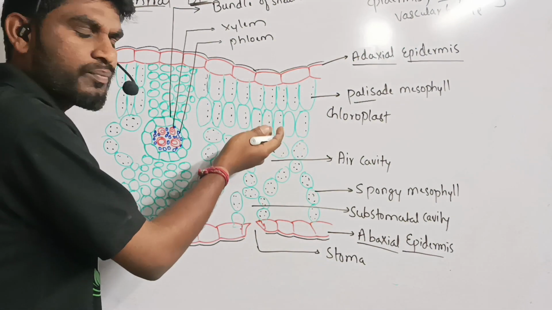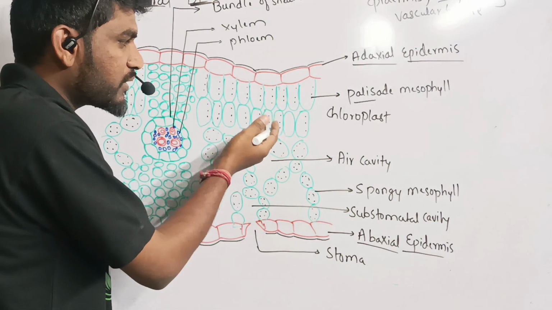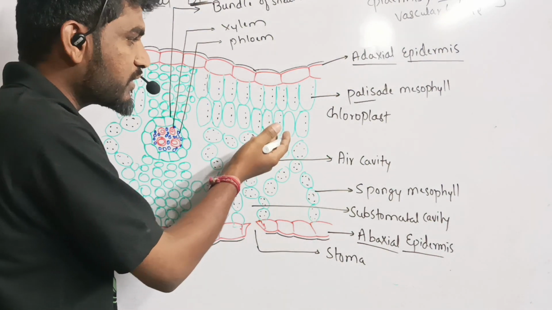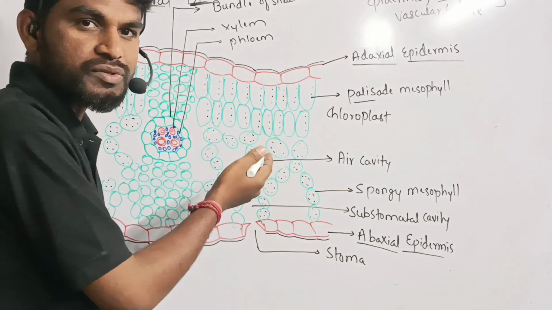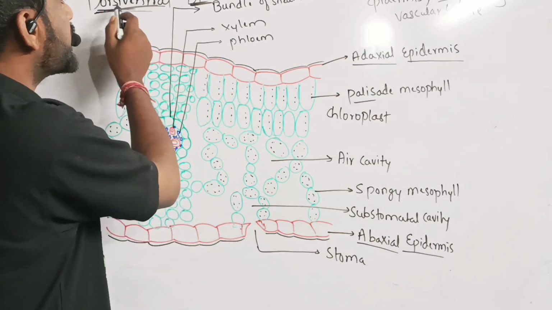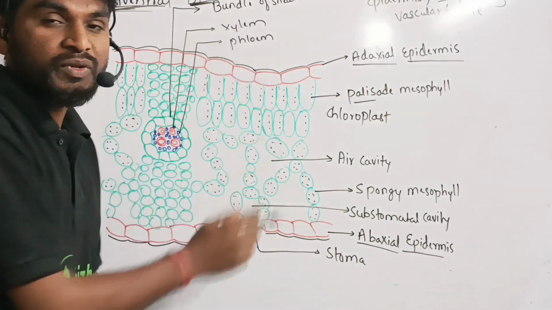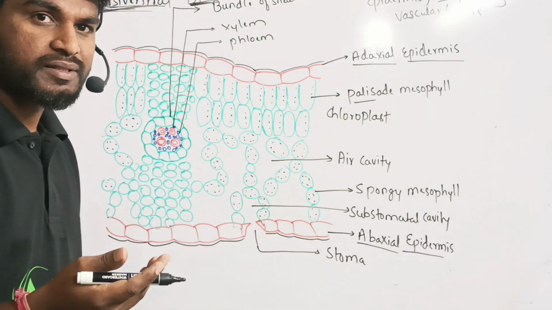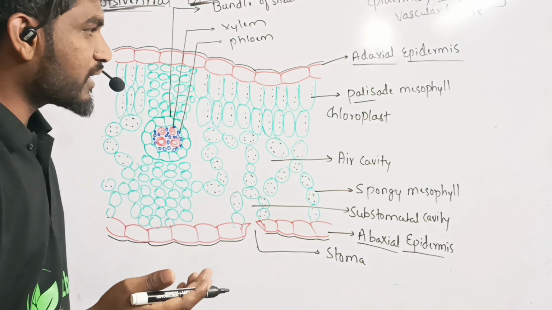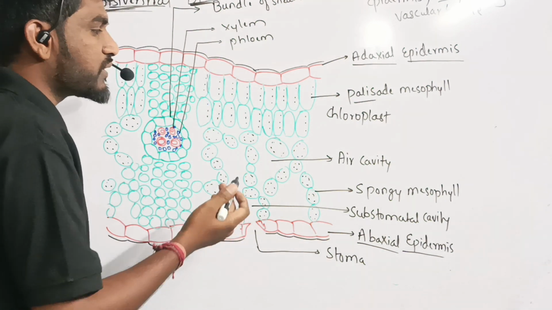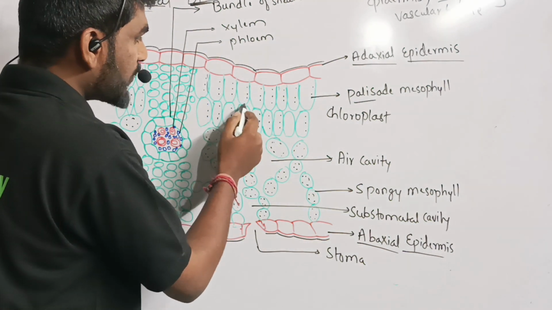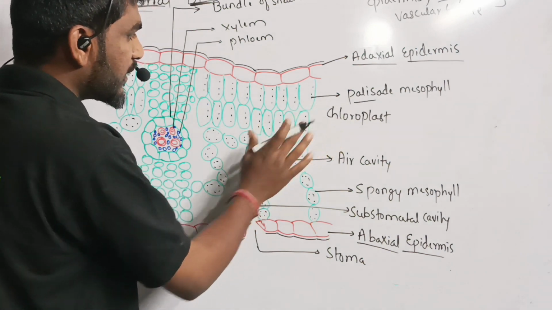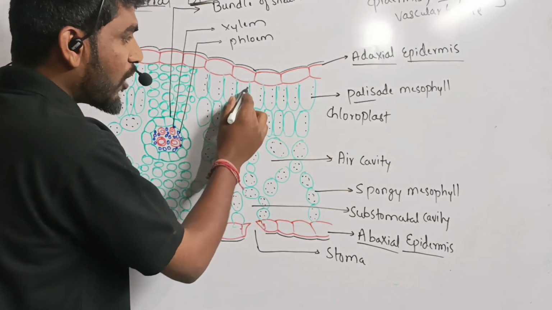If they have chlorophyll, what function do they perform? Obviously, they perform the function of photosynthesis. What is the main function of the leaf? Leaves contain chlorophyll pigments, and they capture light energy and produce chemical energy with the help of the photosynthesis process. This is the upper portion of the mesophyll layer, which contains the elongated cells.